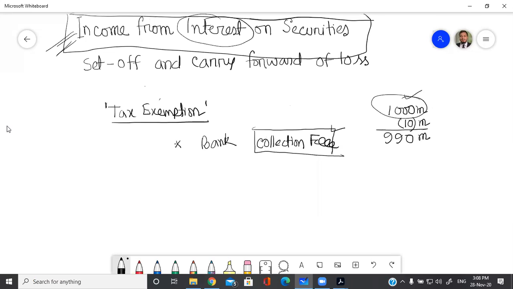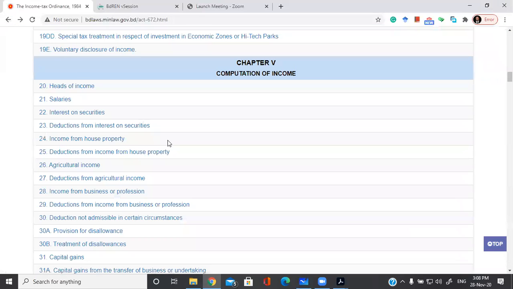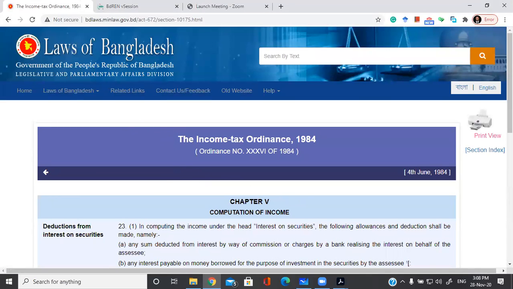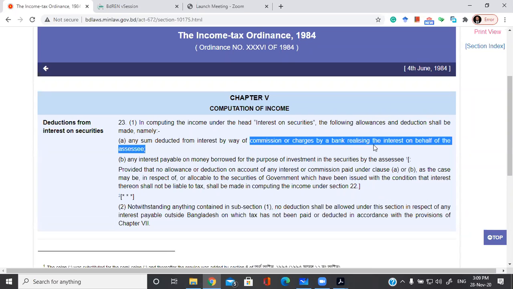So you have got one point by which you can get the exemption from your interest income. Okay. So you see from the income tax ordinance reference, what we are trying to see is the allowable allowances and deductions. So what is the answer? Any sum deducted from interest by way of commission or charges by a bank, for what purpose? For realizing the interest on behalf of the SSC. So I think you have got it.